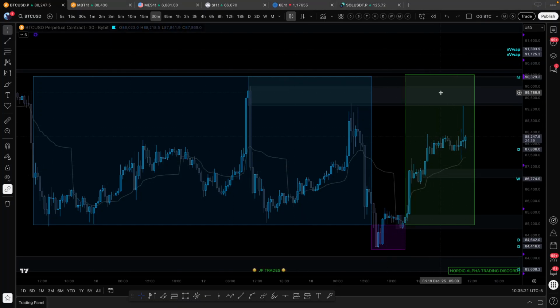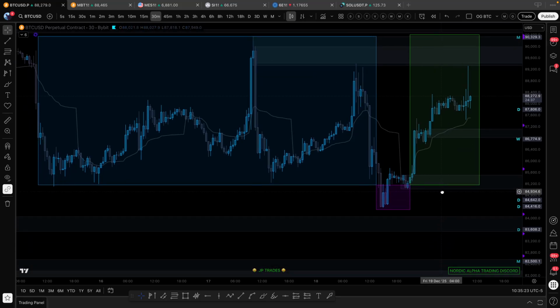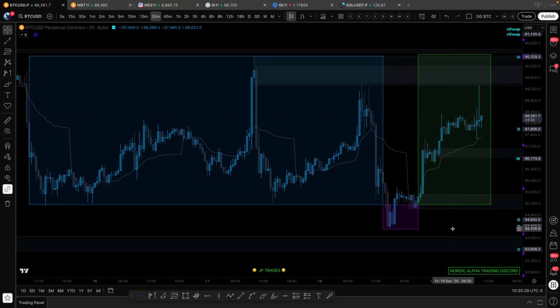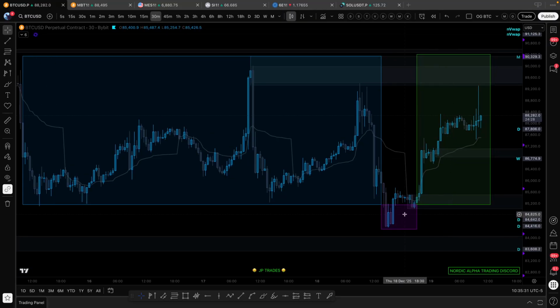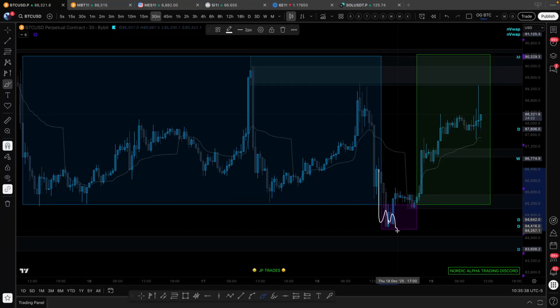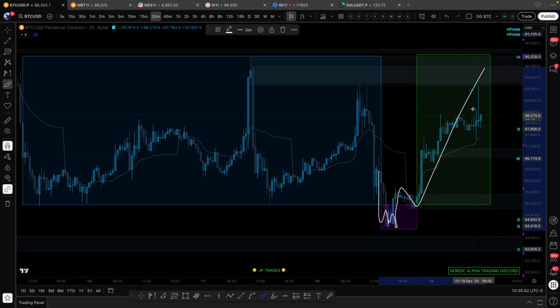All right, power of three. Accumulation, manipulation followed by the distribution. I was wanting this manipulation phase to widen up a little bit and come down to this order block. However, we didn't get that, but that's okay. Why? Because we actually did pretty much what I was saying in the last video. Come down, have a little mini range, pop back out, retest that range, and fly up, right?